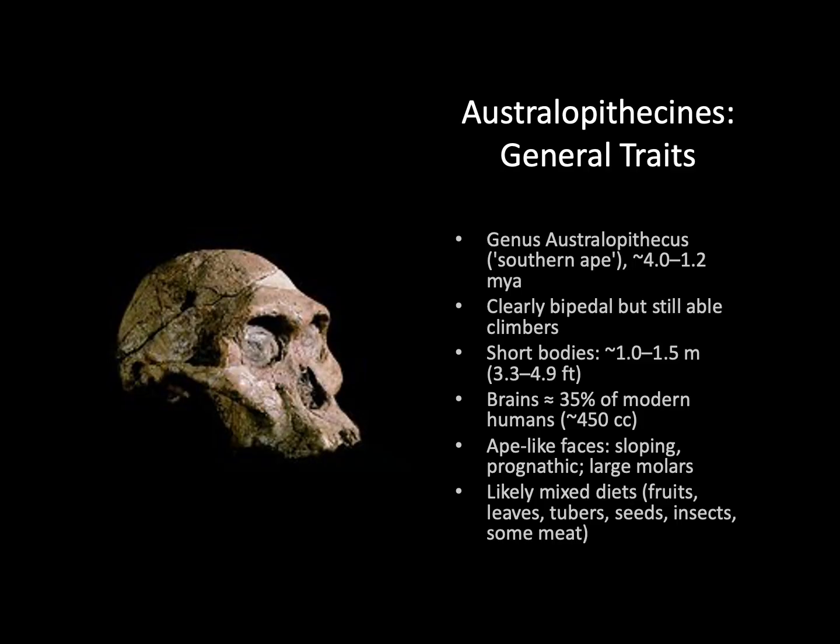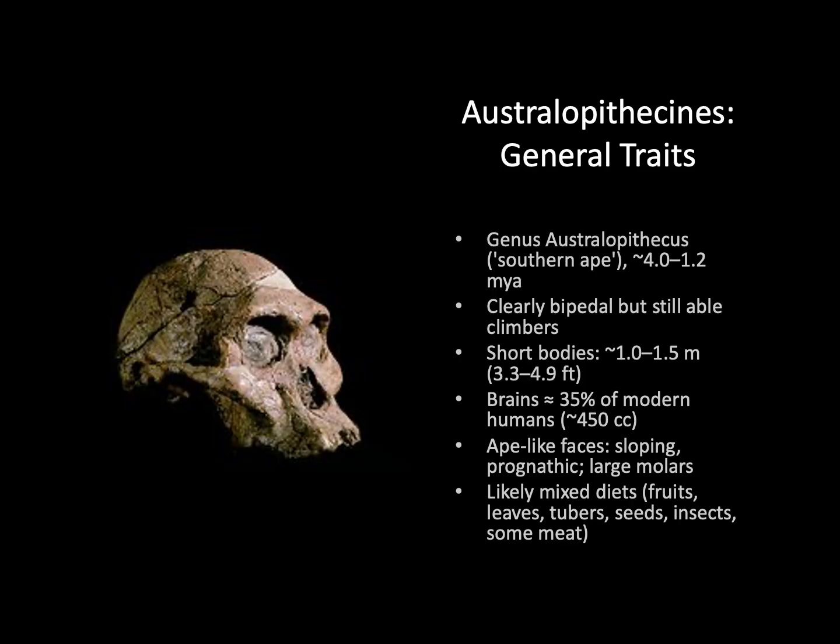As we move forward in time, around 4 million years ago, we encounter a new genus, Australopithecus, literally, quote, southern ape. This group dominates the hominin fossil record from about 4 million to 1.2 million years ago. And it is extremely important for understanding the foundations of our lineage.